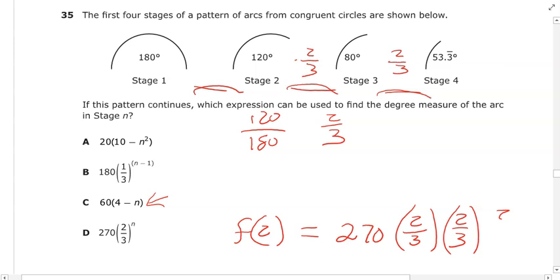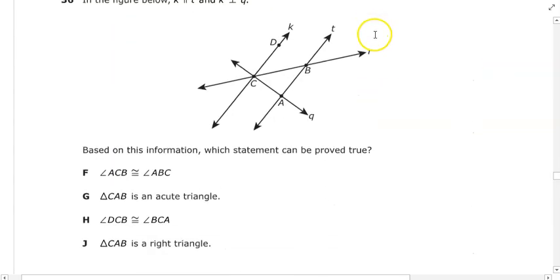So if we kept going, this would represent the pattern. And if I do multiply this in the calculator, I get 120, then 80, then 53.3, because we literally already multiplied by 2/3 again, and then again, and again to see what we get. So answer choice D on that one.